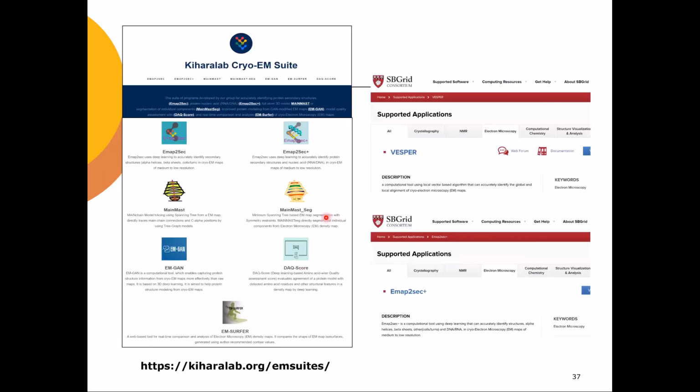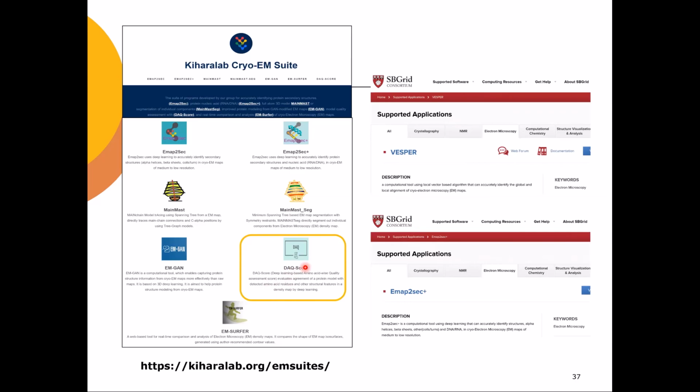The tools are all available on our lab website, and some of them are indexed in SBGrid, and all the source code is made available. So please take a look at it and let me know if there are any problems or suggestions.